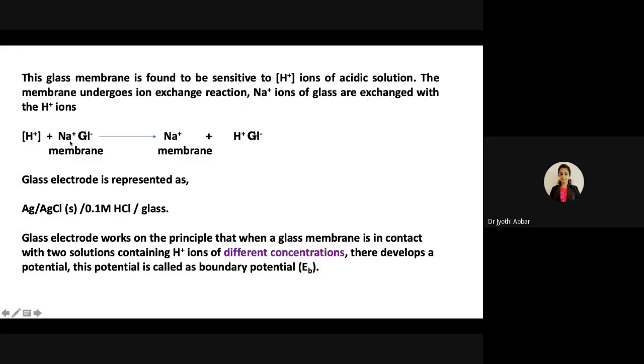This is GL minus, okay? It may look like CL, it's GL. In cell representation before 0.19, is it double slash or single slash? It is all single slash, because here we are not having any salt bridge, until and unless it is connected with another electrode.